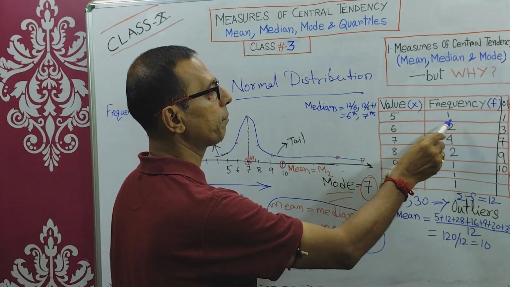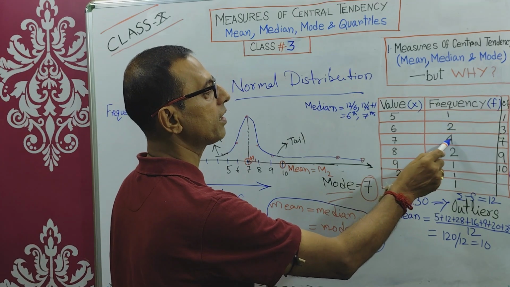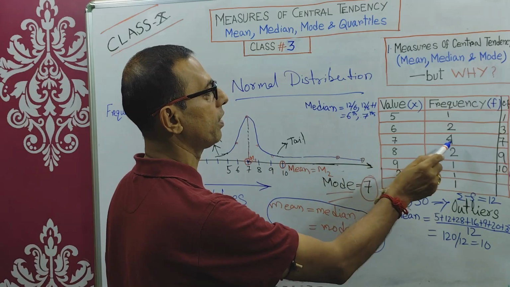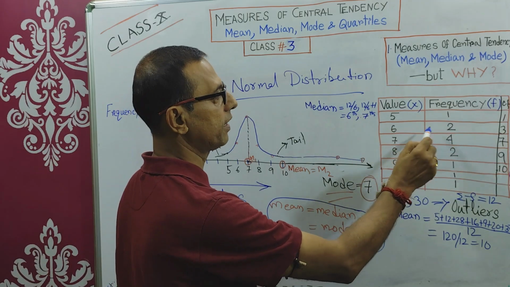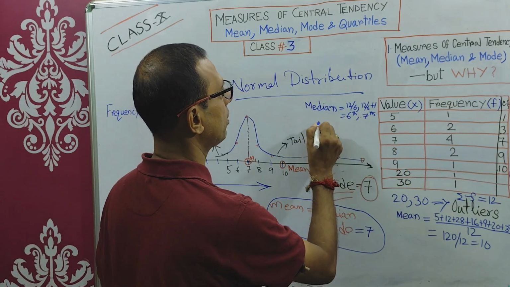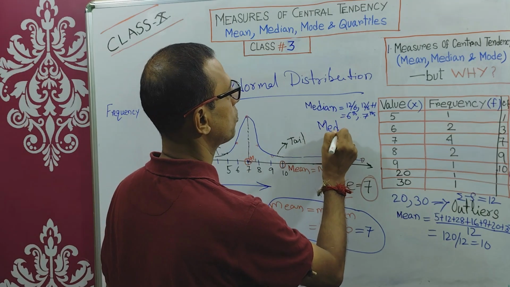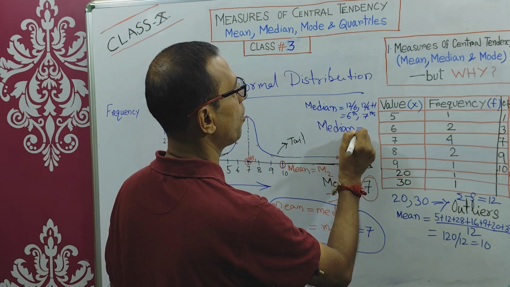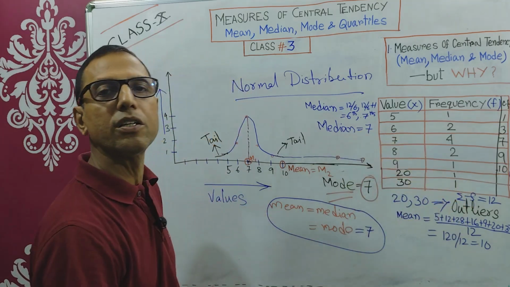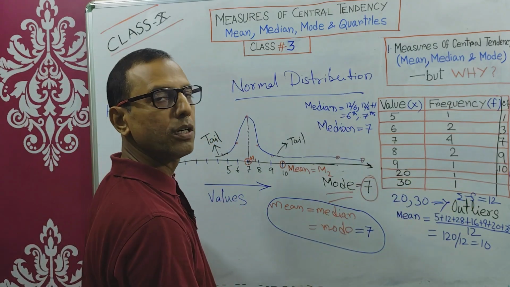from here also. 1 plus 2, 3. 3 plus 4, 7. That means the 6th and 7th position will come within this data set. So 7. So the median will still be 7. So even though your outlier is added, not necessarily your median will change.